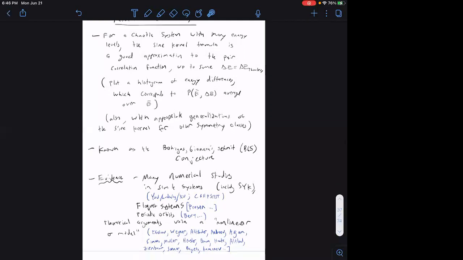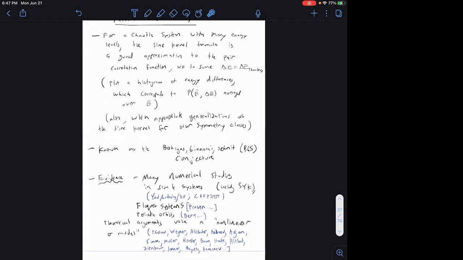This statement is known as the Bohigas, Giannoni, and Schmit conjecture, BGS. There's a decent amount of evidence for it. There's not a general understanding, but there's some theoretical understanding in specific systems. People have studied some simple systems numerically. They plot the energy levels, they find this sine kernel. They've studied chaotic billiards: if you have a funny shaped billiards table and the quantum billiards on that table, you find the same behavior. The SYK model, numerical studies have shown this, and there's some theoretical understanding.